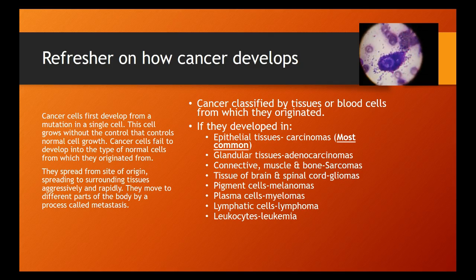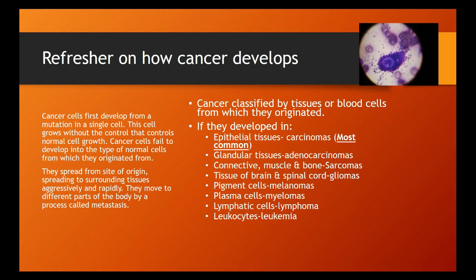Cancer cells fail to develop into the type of normal cells from which they originate. They spread from the site of origin, spreading to surrounding tissues aggressively and rapidly. They do this by invading into the lymph system or the venous system, so it causes them to circulate systemically at times. This process, when they move from a point of origin to another, is called metastasis.